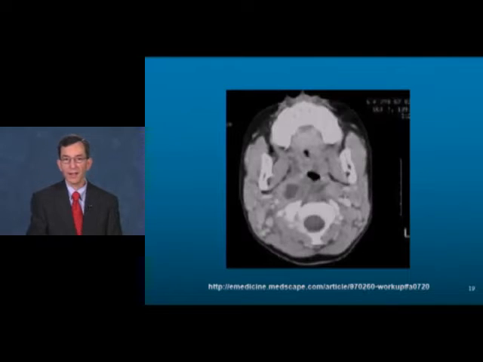A CT scan is sometimes performed to get a better sense of the extent of infection, and as you can see, there are at times well-demarcated areas of low density consistent with a collection deep in the tonsillar fossa, and you can see that there's marked swelling and low density of the adjoining tonsil on this slide.